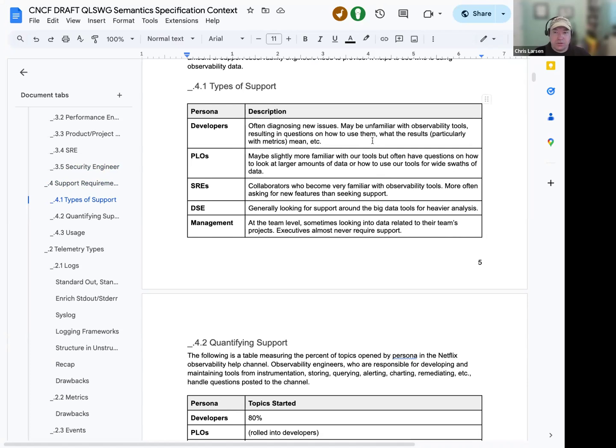So developers, they're diagnosing new issues and they're generally unfamiliar with observability tools. So again, focusing on understanding, that's really important. The platform library owners, they're generally a little more experienced with observability tooling because they're building observability into their libraries and platforms. SREs, of course, are the experts. They use it day in and day out.